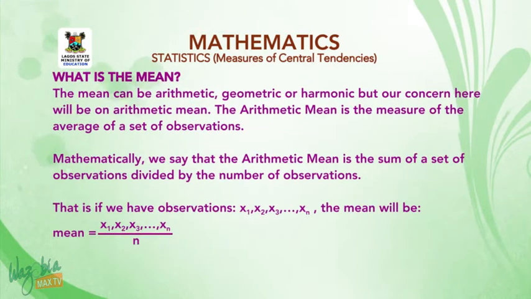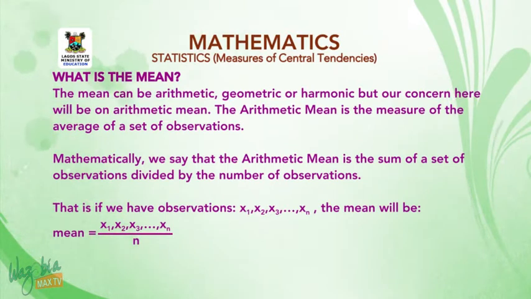So what is the mean? The mean can be arithmetic, geometric, or harmonic. But our concern here will be on arithmetic mean. The arithmetic mean is the measure of the average of a set of observations. Mathematically, we say that the arithmetic mean is the sum of a set of observations divided by the number of observations.